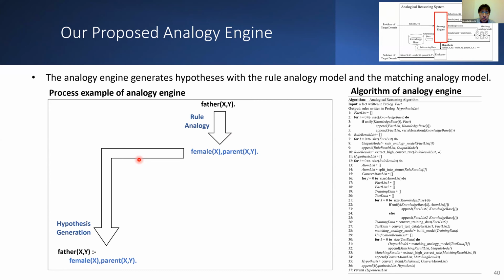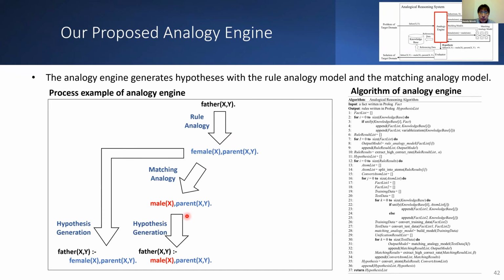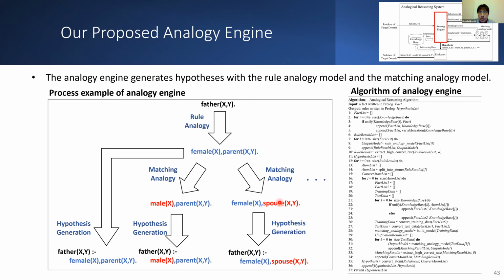This analogical result becomes one of the hypotheses. The analogy engine reasons one of the terms in the body with the analogical matching model. Here, female is replaced with male. This result also becomes one of the hypotheses. The analogy engine reasons the other term with the analogical matching model. Here, parent is replaced with spouse. In this way, the analogy engine generates several hypotheses.